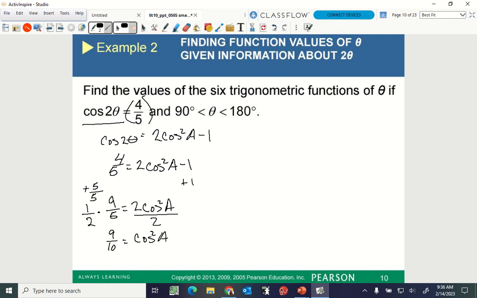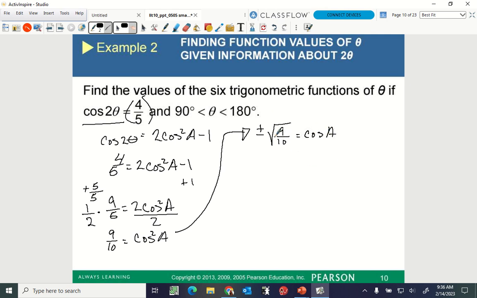I've got to get rid of the square now. How do I undo a square? You've got to take the square root. Square root both sides, right? Yeah. And so I'm going to bring it up here. So it's going to be plus or minus the square root of 9 over 10 is equal to cosine of A.